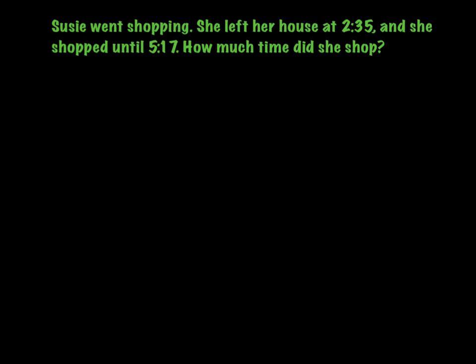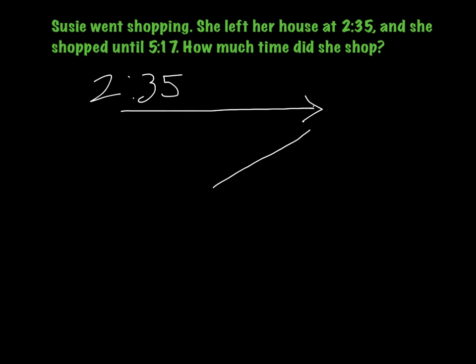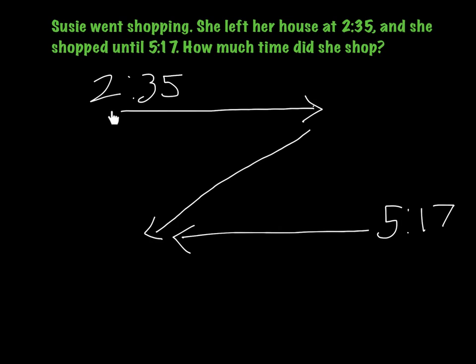Z method, the first thing we're going to do is draw your first line with an arrow pointing that way. You're going to write your starting time at the top. You're going to draw your next arrow going down, and then an arrow coming back, and you're going to write your finishing time here. Okay, so that's the beginning stages. So you have your start time here and your end time here.